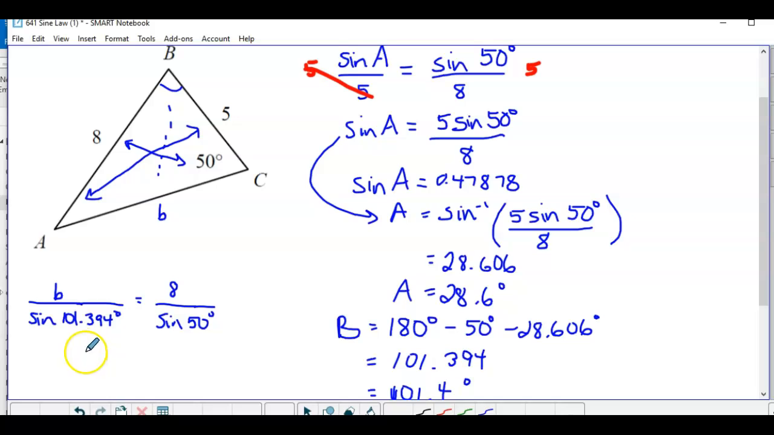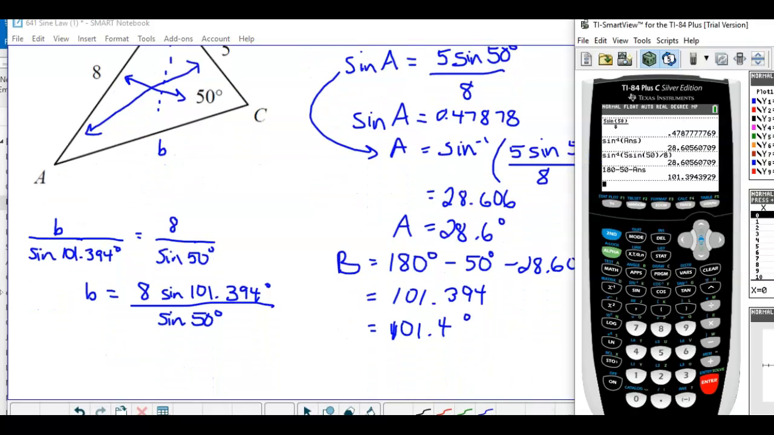Okay, so if we are solving for b, we're going to multiply through by sine of 101, over sine of 50. Three decimal places should be fine for this triangle. If you get triangles with really big sides, then you want to use more decimal places. So in our calculator, we're going to go 8 and then sine of 101.394, etc.